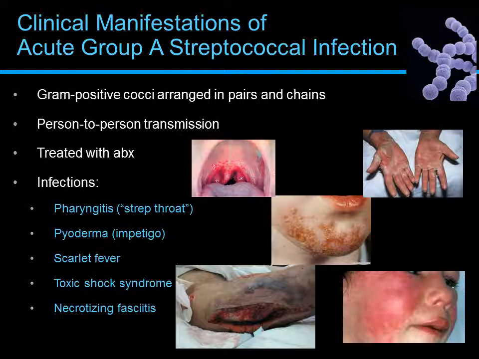Our old friend Streptococcus pyogenes, or group A strep. These are gram-positive cocci in pairs and/or chains, spread by person-to-person contact, treated with antibiotics. Various infections that are caused by this organism include good old strep throat, impetigo, scarlet fever, toxic shock syndrome, and necrotizing fasciitis. This picture here is the necrotizing fasciitis.